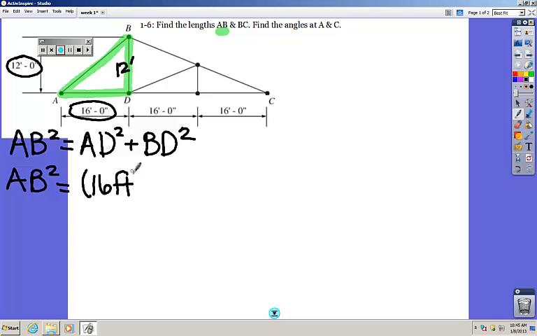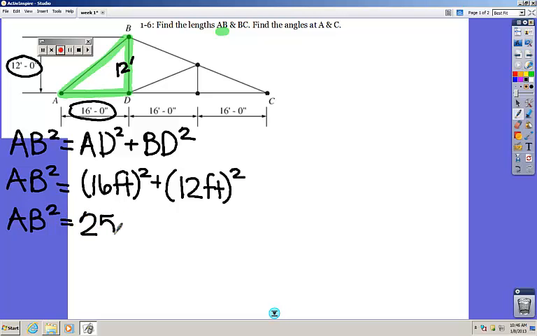So I begin to plug into the Pythagorean theorem. And I say AB squared is equal to 16 feet, the quantity squared, plus 12 feet, the quantity squared. So now it's just a little math. So I get 256 square feet plus 144 square feet.